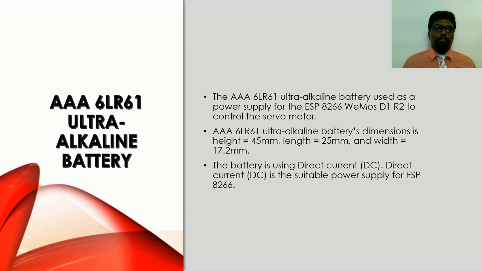Next is the battery. The AAA 6LR61 ultra alkaline battery is used as the power supply for the ESP8266 WMOS D1R2 to control the servo motor. This battery's dimensions are height 45 mm, length 25 mm, and width 70.2 mm. The battery uses direct current, which is suitable for powering the ESP8266.